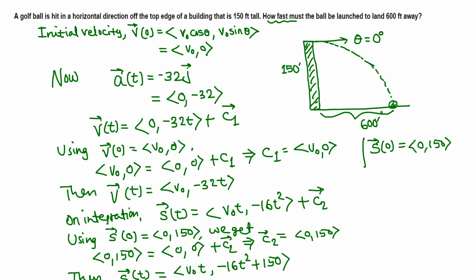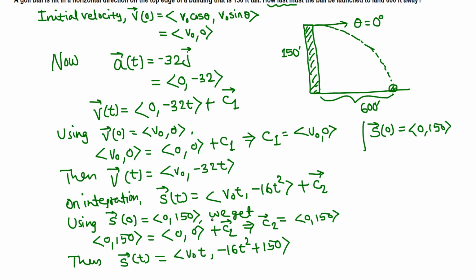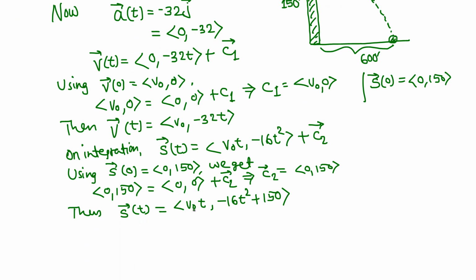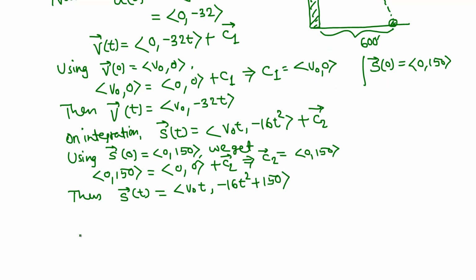This position has an x component and a y component. We know the x component is 600, but we don't know v naught, which is what we are trying to find. We also know that when the golf ball hits the ground, the height function, the y component, is zero. So negative 16 t squared plus 150 equals zero.